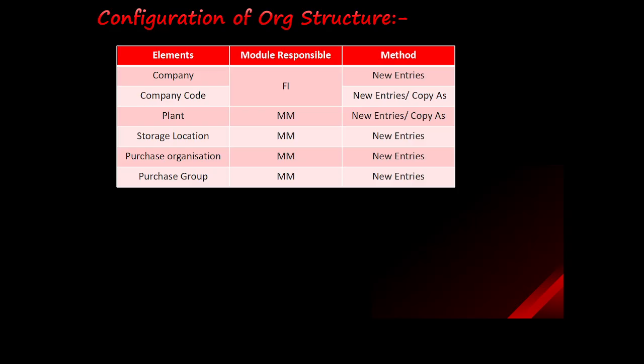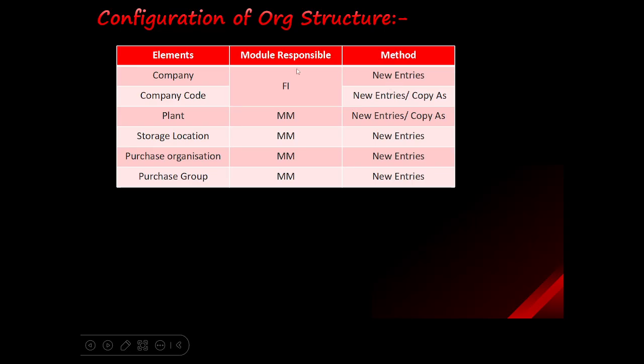So now we will come to configurations, like how to configure the organization structure in the system. These are the elements which we will be configuring today: company, company code, plant, storage location, purchase organization, and purchase group. The company and company code are created by the FI team. We need not create company and company code as a SAP MM consultant. But plant, storage location, purchase organization, and purchase group are created by the MM consultant.